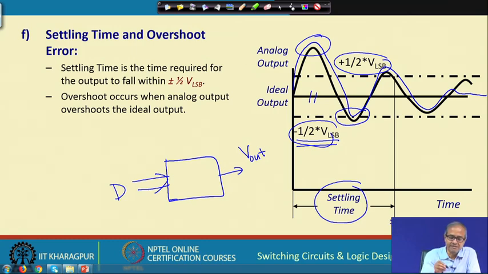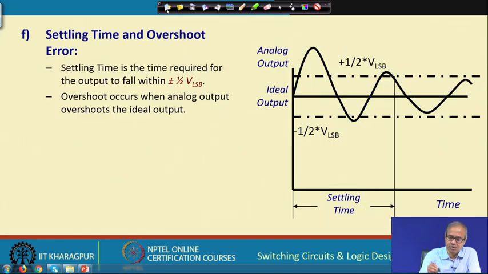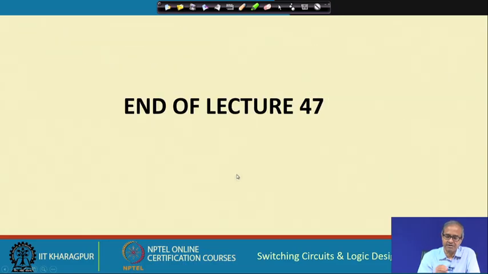So, these are the different kinds of errors that may occur in a digital to analog converter. With this we come to the end of this introductory lecture. From the next lecture onwards, we shall be talking about how to design digital to analog converters first, then we shall talk about analog to digital converters. Thank you.